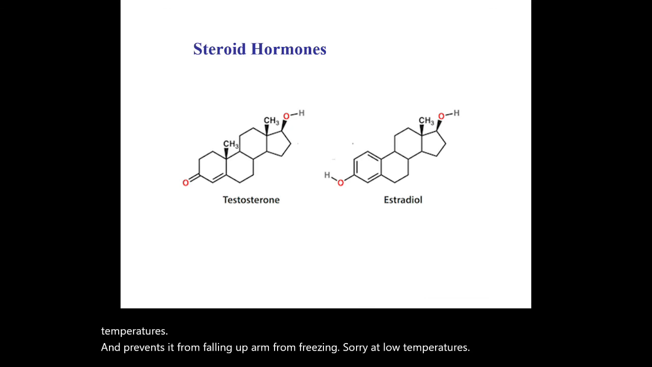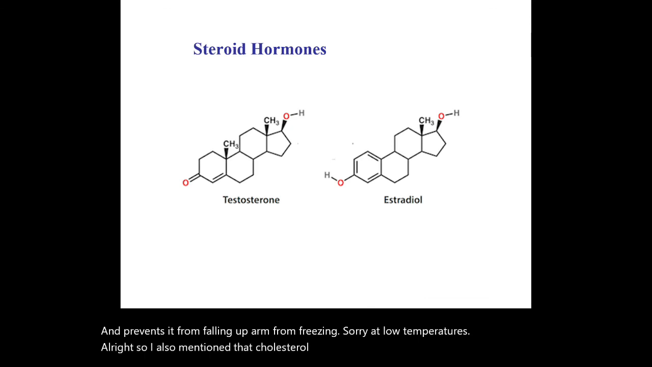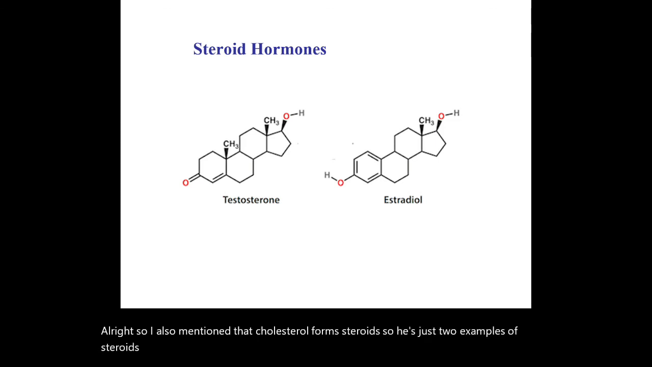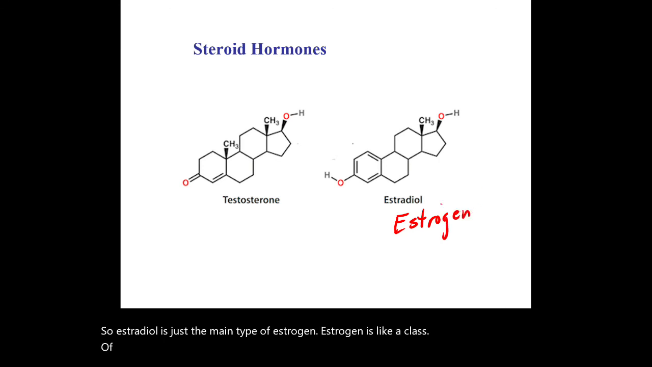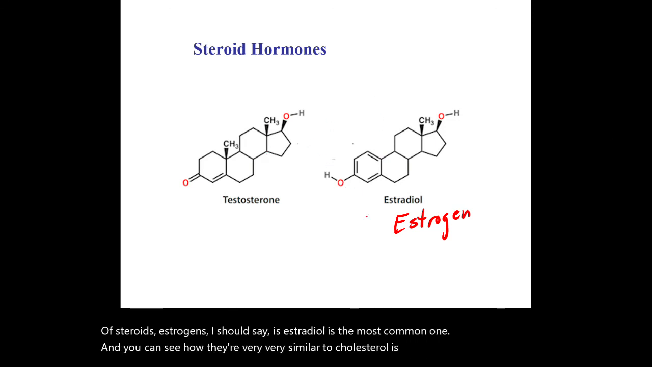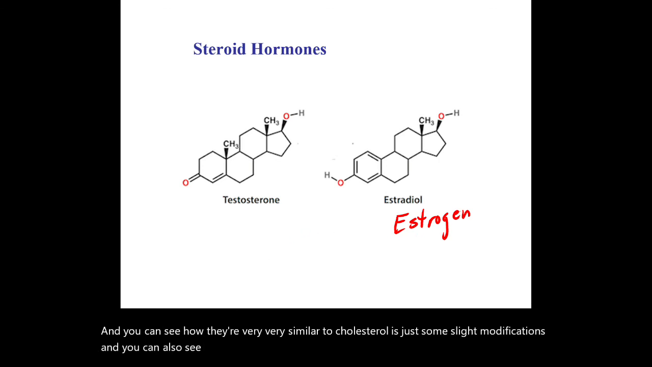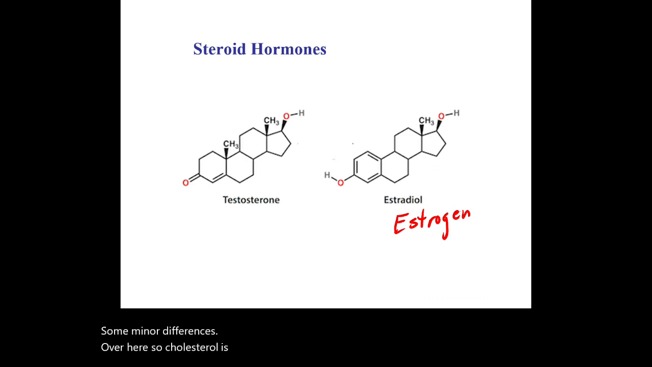All right, so I also mentioned that cholesterol forms steroids. So here's just two examples of steroids, like testosterone and estradiol, which is also known as estrogen. So estradiol is just the main type of estrogen. Estrogen is like a class of steroids, estrogens, I should say. So estradiol is the most common one. And you can see how they're very, very similar to cholesterol. There's just some slight modifications. And you can also see that estrogen and testosterone are very similar. There's some minor differences over here. So cholesterol is important to make these for regulating the human reproductive system, or animal reproductive system.